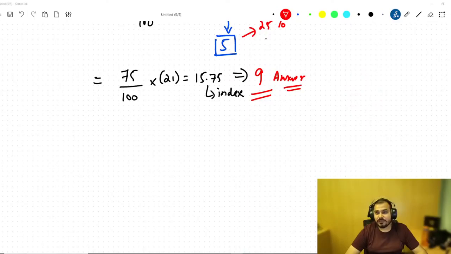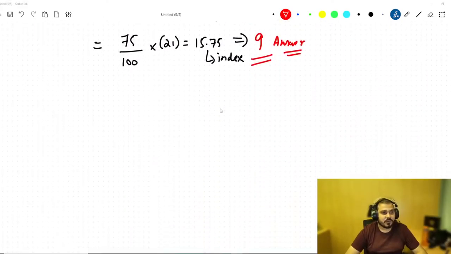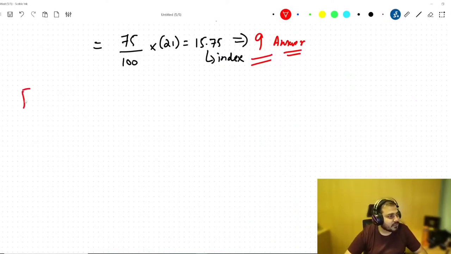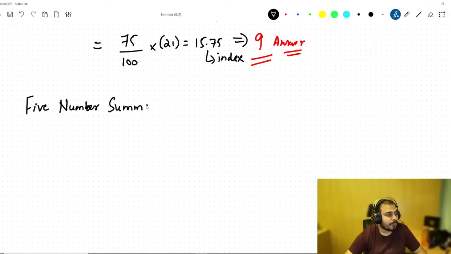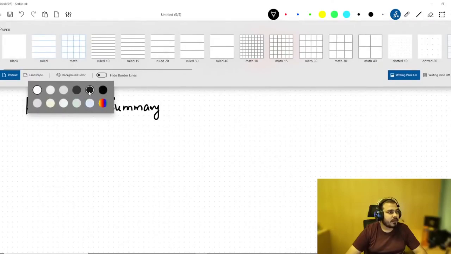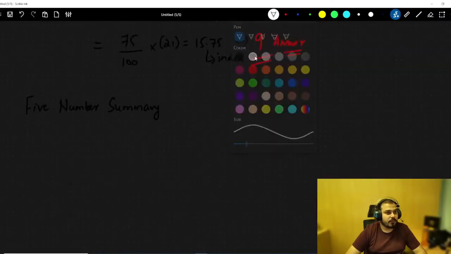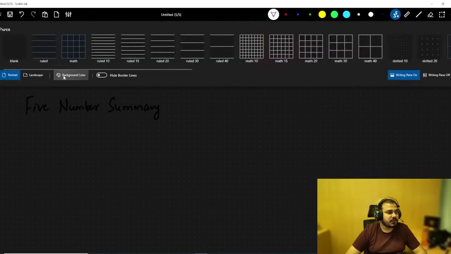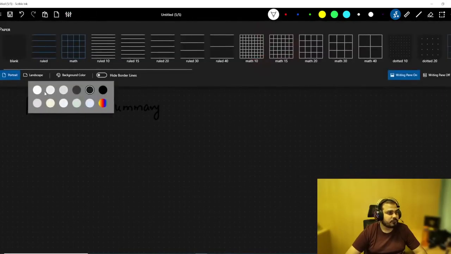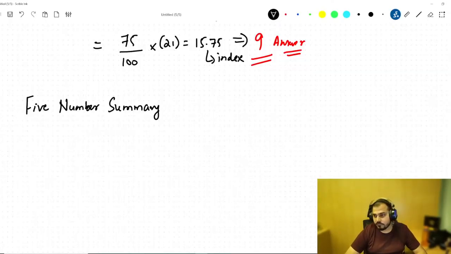Guys, now I can't do anything with respect to the font and all. You all messed it up, so I'm not responsible for that because it is not getting reverted. Okay. Now let's go and discuss a new topic, which is called 5-number summary. Let's try once more. Background was black. No, it is not changing, guys. Extremely sorry now. It's not changing. Can't help.